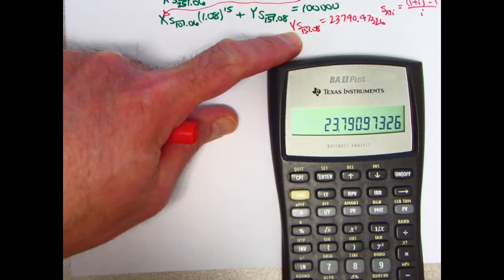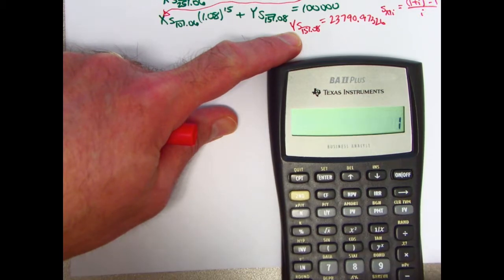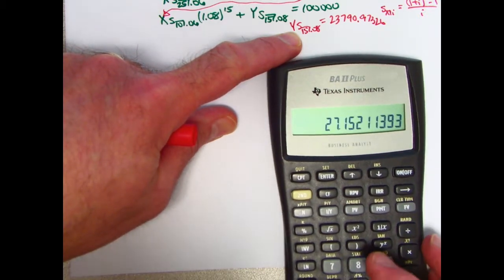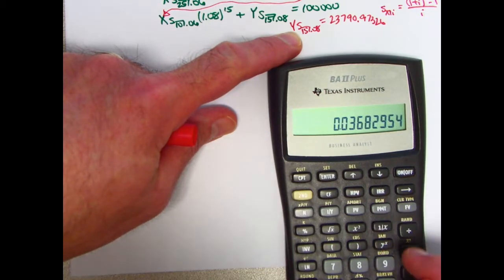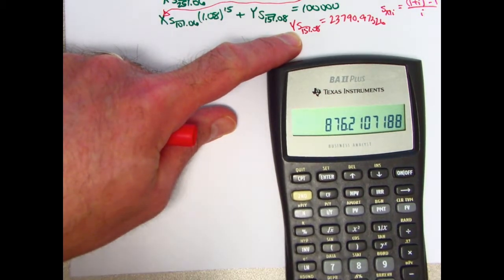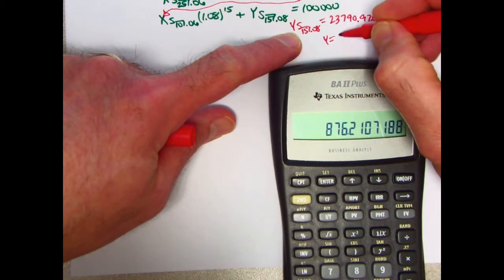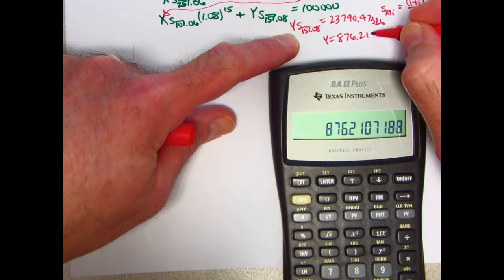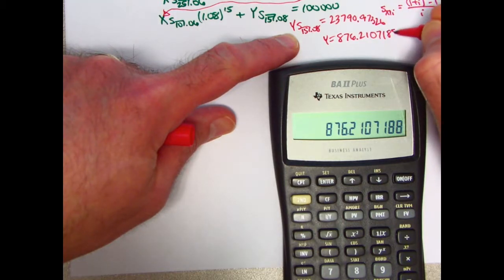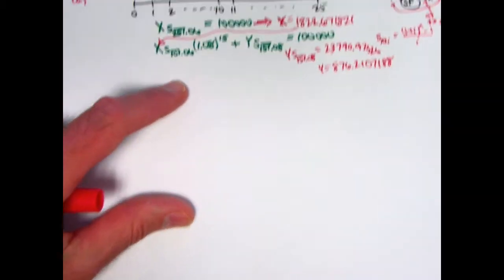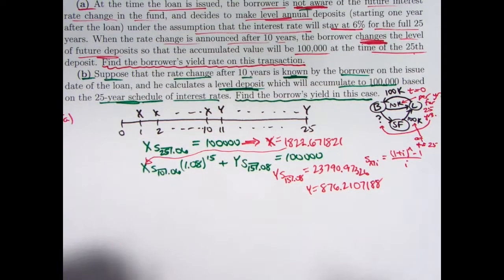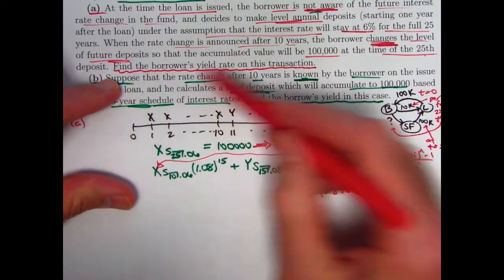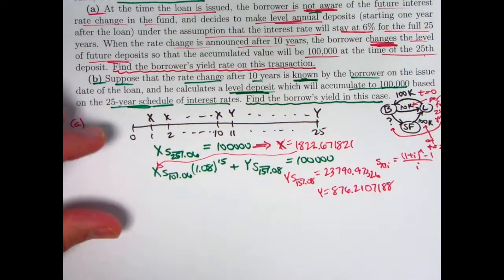Find S_15 at 0.08, 1.08 to the 15th, minus 1, divide by 0.08. Take its reciprocal, times what's in register 0. y is smaller than x. y is 876.21 when you round it. Just in case, I'll carry more decimal places. Okay, we will need these numbers for the yield rate, which is now what I want to compute. I found x and y. That's now going to help me do what I want, find the borrower's yield rate for this transaction.